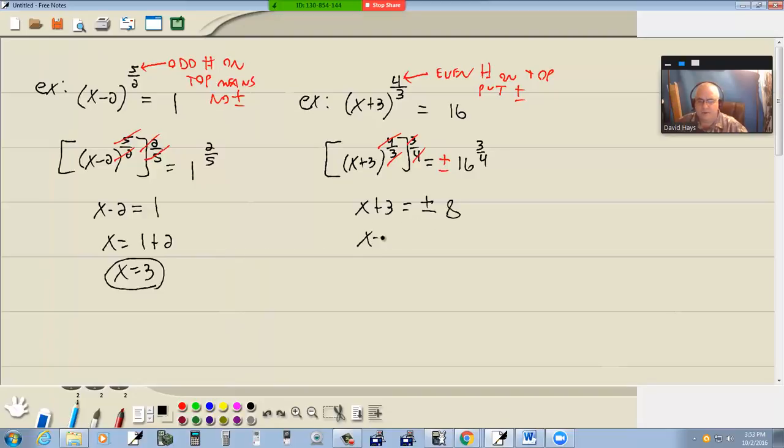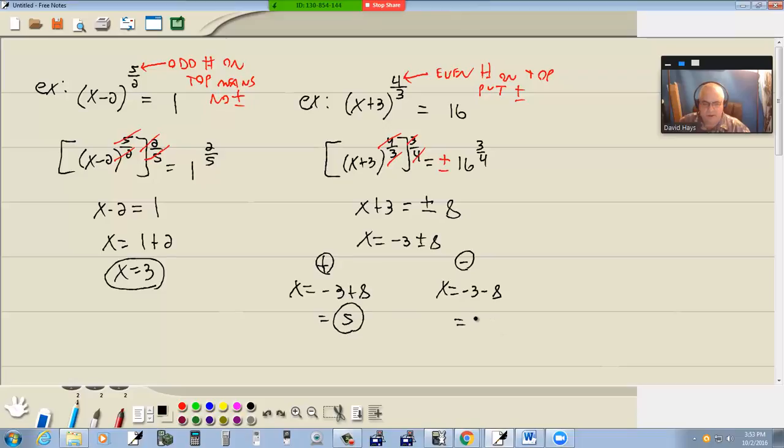Now I'm taking the 3 over, so we got x is equal to -3 plus or minus 8. In this case, if your radical disappears, assuming you had a radical, then you want to split this up into 2 separate pieces. Because what that plus or minus means is you got x equals -3 plus 8, and you got x equal to -3 minus 8. And that's going to give us 5. And this one here gives us -11. And both of those check. I just checked them. So those would be our answers. So that's your guideline on when do you put a plus or minus.